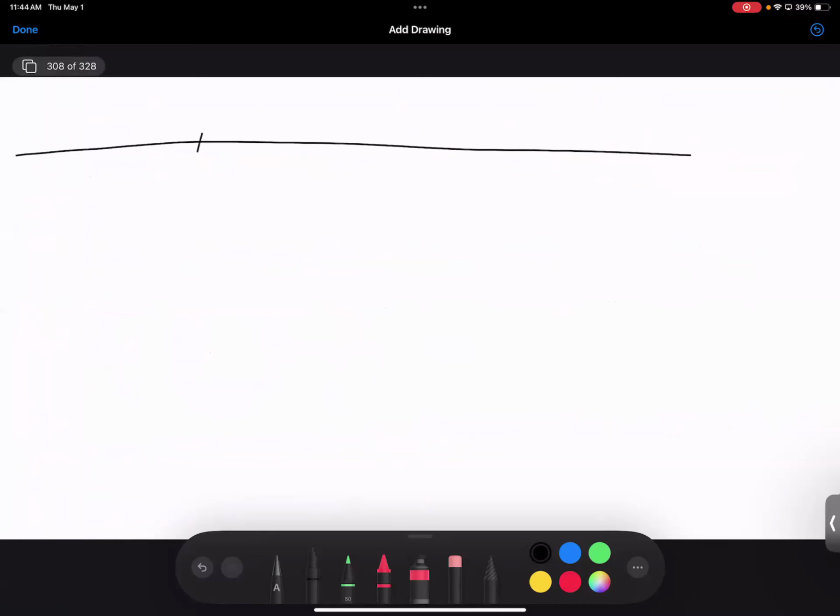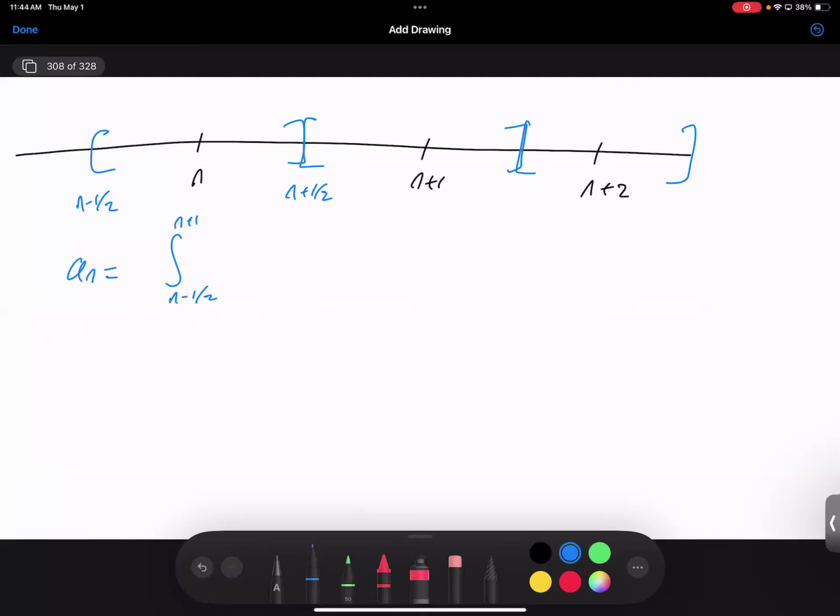So here is n, here's n plus 1, here's n plus 2. And let's take intervals of size 1/2. So here's n minus 1/2, here's n plus 1/2. So let a_n be the integral from n minus a half to n plus a half of f of x dx. These are going to be non-negative. So what do we know about the a_n's?